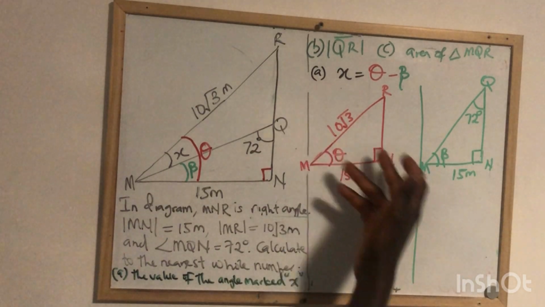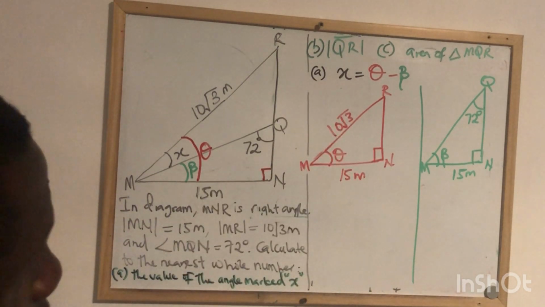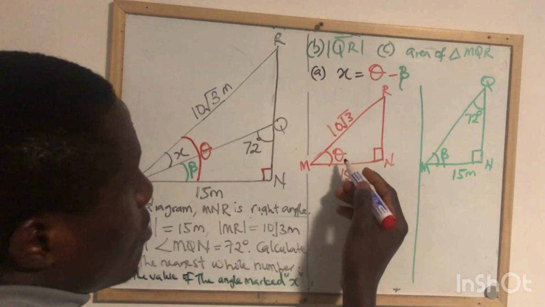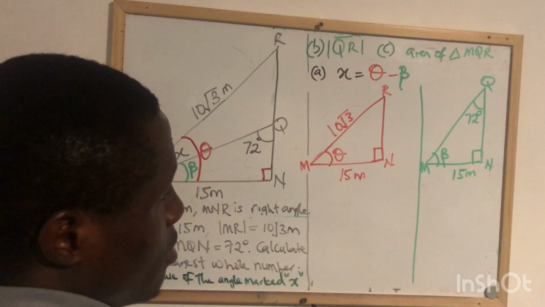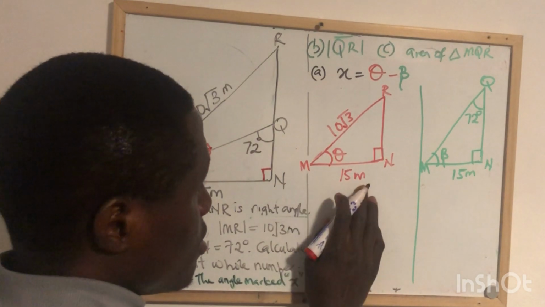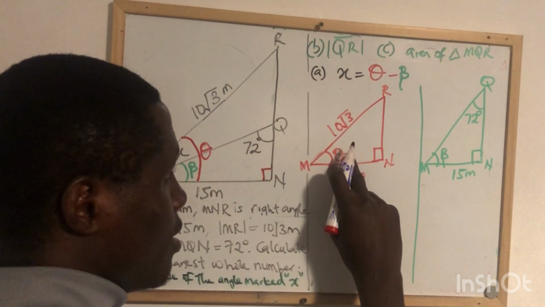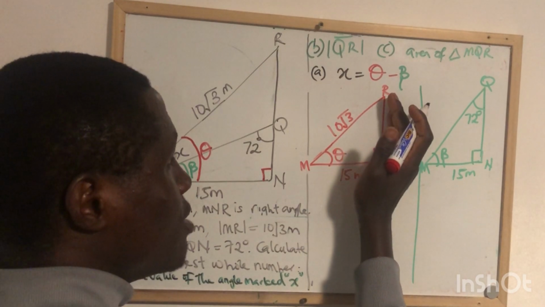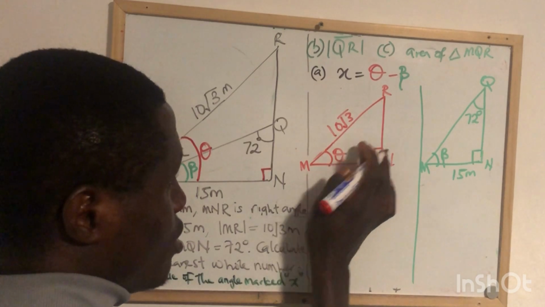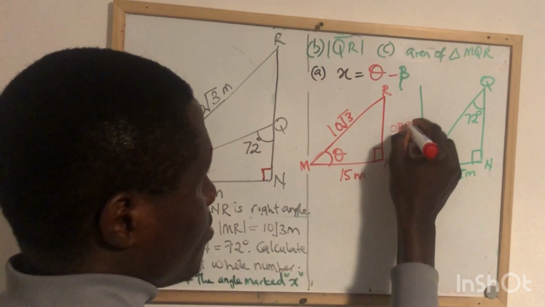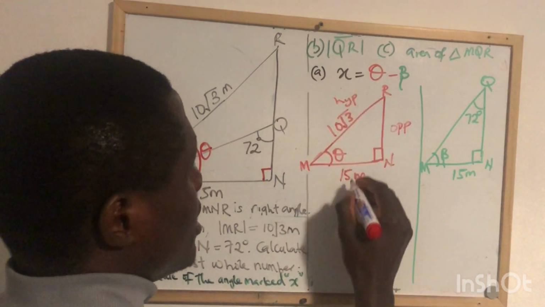But how do we get theta, how do we get beta? Note that we are looking for x. So we are going to find the value of theta based on the information given to us. We are given 15 meter, and then we are given this. Note that we are considering this angle theta. The side facing this angle is what we call opposite, this is the longest side, which is the hypotenuse, and this is adjacent.